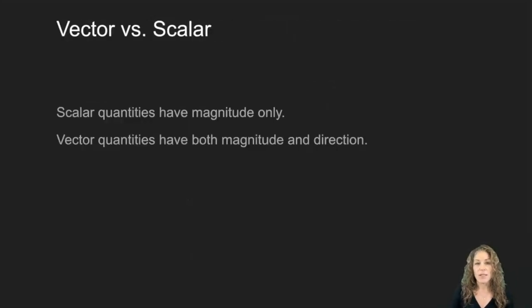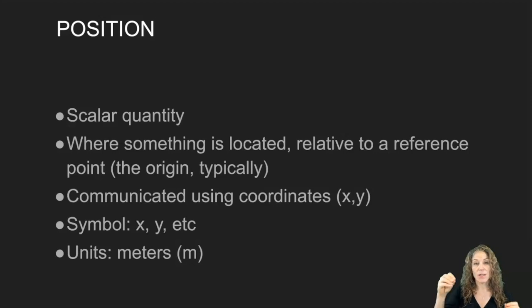Vector quantities have a size and a direction. Scalar quantities have magnitude only. So when I say that I'm moving at 3 meters per second, that's speed, which is a scalar quantity. If I say I'm moving 3 meters per second west, so I gave it a direction, that's velocity because it's a vector quantity.